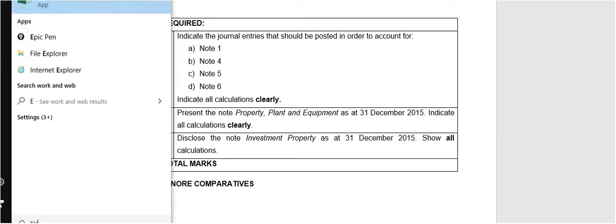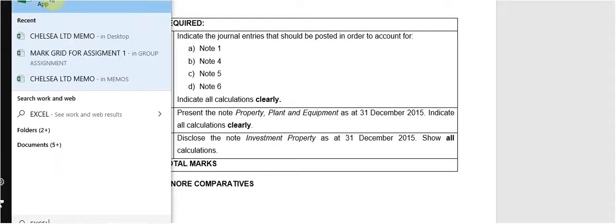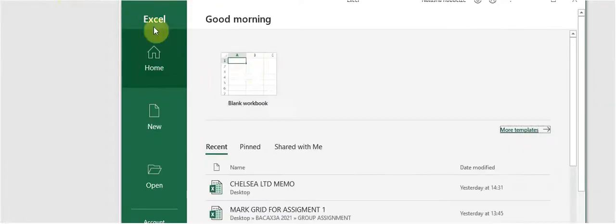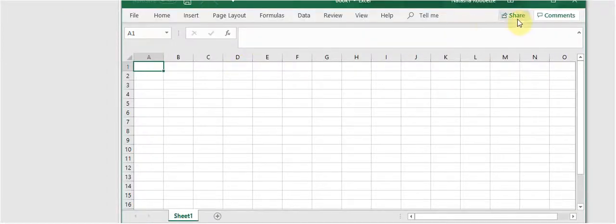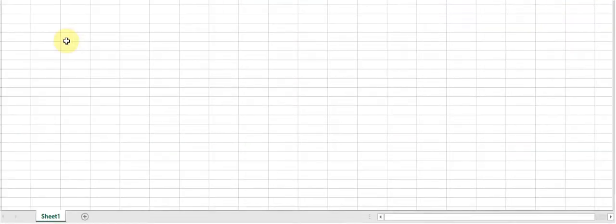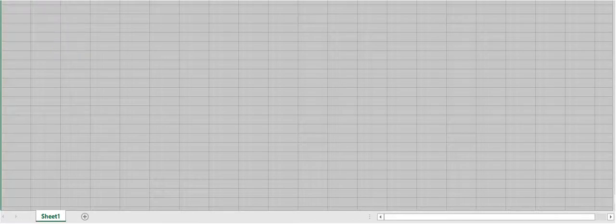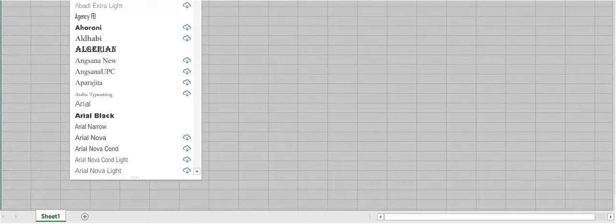So I'm just going to open an Excel spreadsheet for us. And then we can start considering how this memo will pan out.